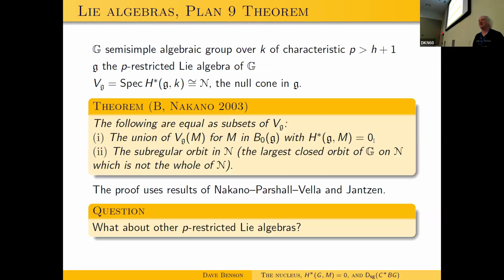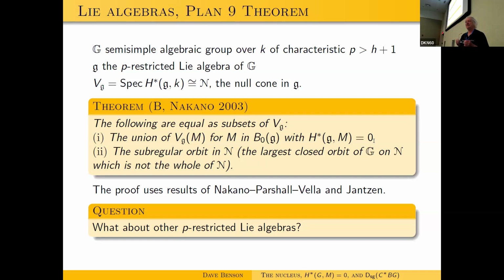So here's the plan 9 theorem. I bumped into Dan and told him a little bit about what I was doing with the nucleus, and he said, oh, should we investigate that for p-restricted Lie algebras? And so we did. We didn't completely solve the problem. I have to say it's still dangling out there. We solved the problem for restricted p-Lie algebras which come from semi-simple algebraic groups in characteristic big enough, so bigger than h plus 1, where h is the Coxeter number.